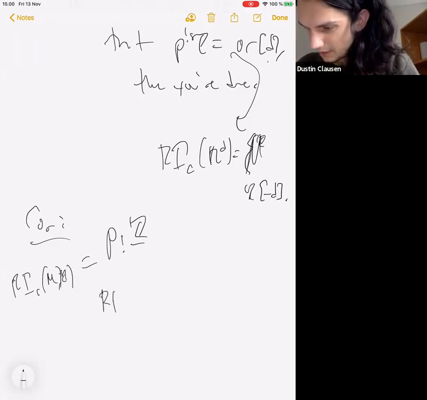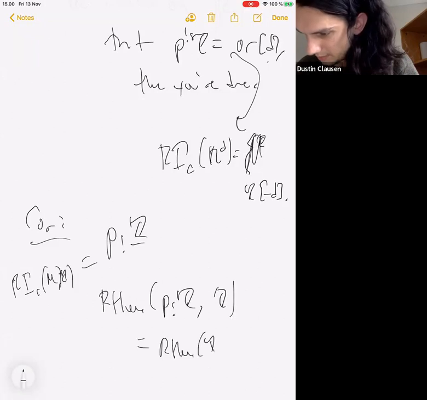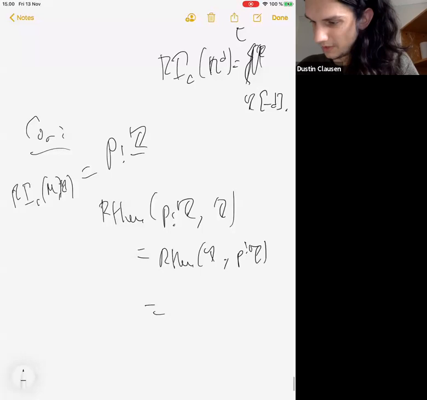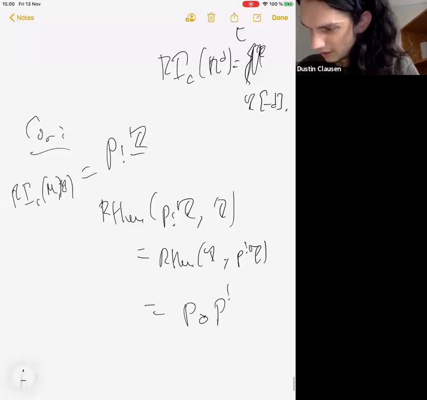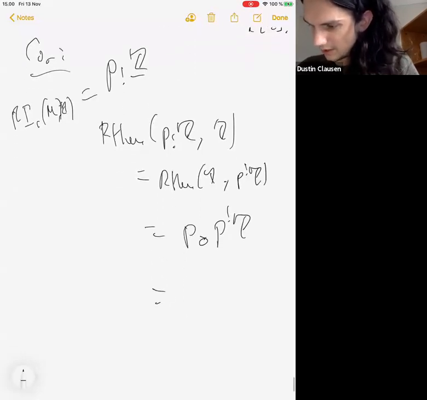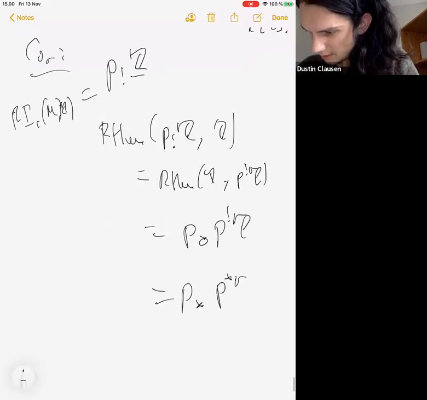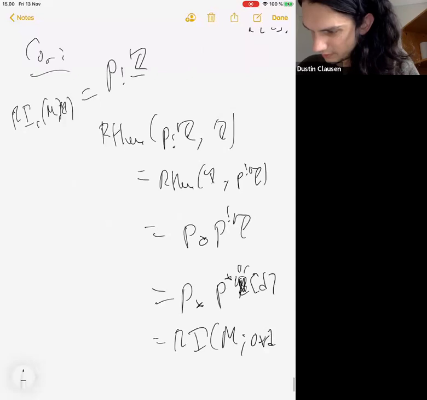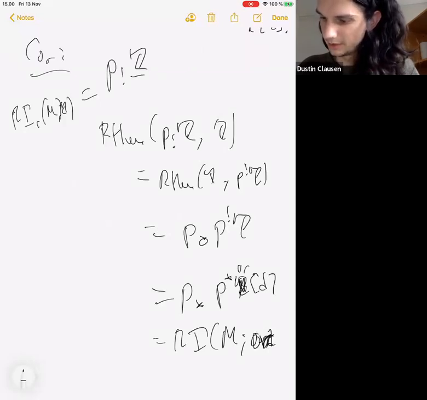But then by adjunction, this is the same thing as RHom from Z to p upper shriek of Z, but RHom from the constant sheaf is the same thing as derived global sections. Sorry, I should put the orientation sheaf here, right? And that's the cohomology of the orientation sheaf with a degree shift.